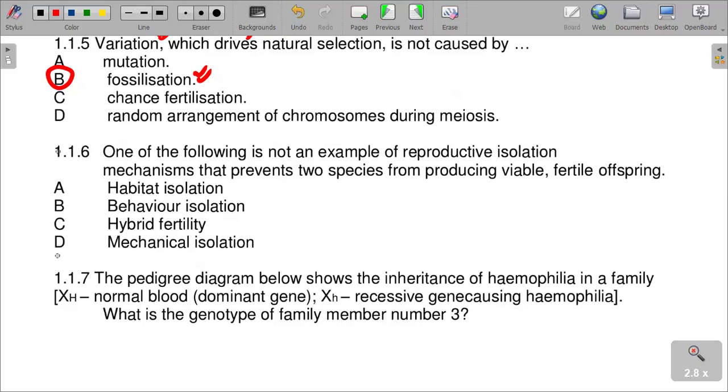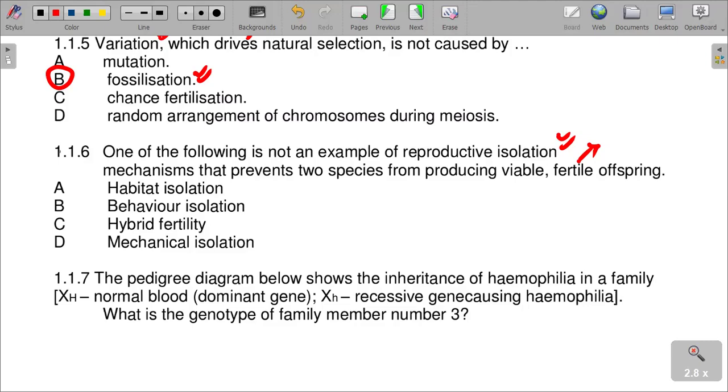One of the following is not an example of reproductive isolation. We are talking about speciation. We talk about reproductive isolation and also geographic isolation, which results in the formation of new species. So, which of the following is not an example of a reproductive isolation mechanism that prevents two species from producing viable, fertile offspring, to be able to reproduce a normal offspring? Which one is not an example?